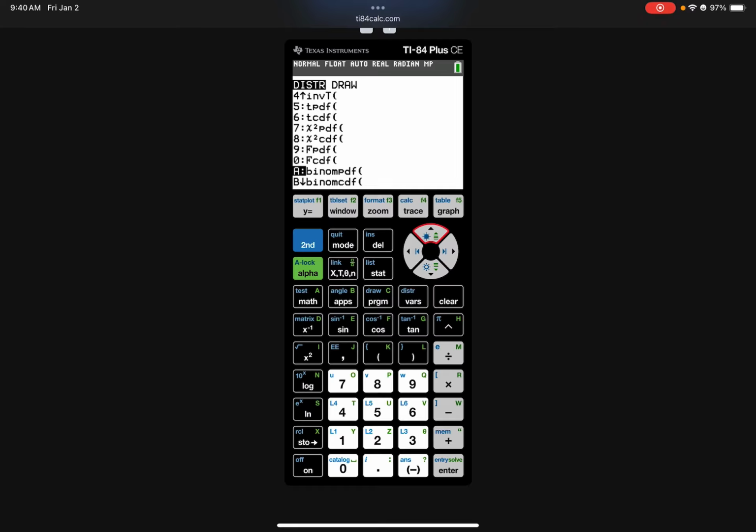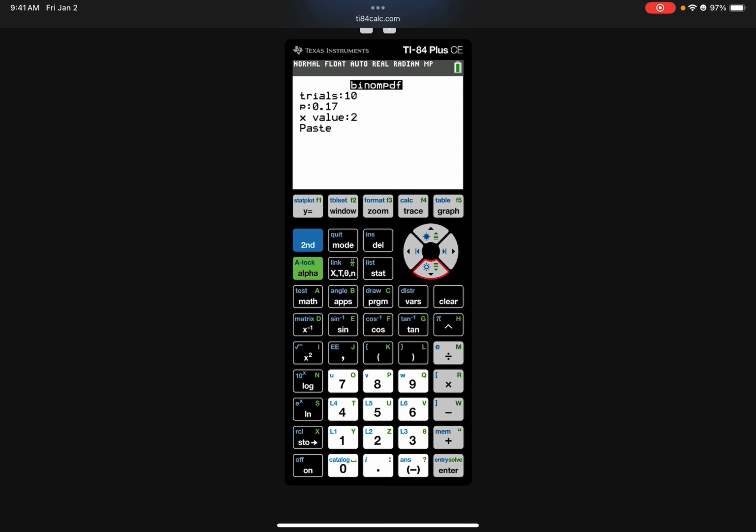We said we wanted Binomial PDF, so we're going to choose option A. And if you have a newer graphing calculator, it will actually ask you for this information. It'll say, how many trials do you want? Well, we said 10 trials. The probability of success P is 0.17, and the X value is the number of successes that we want. So we want exactly 2 successes.